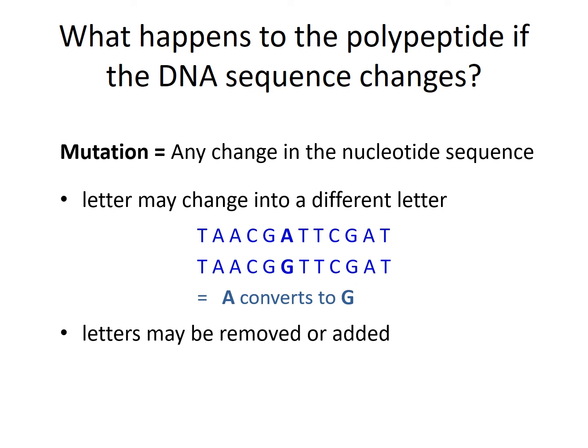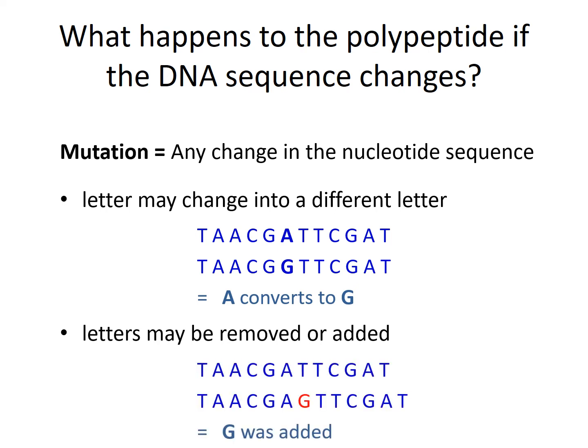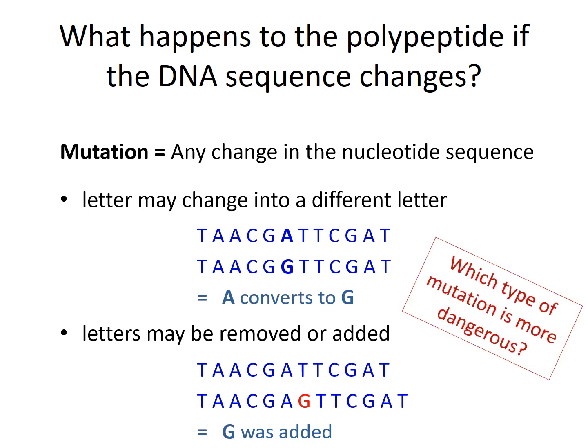Letters may be removed or added to the DNA sequence, potentially during a typo during replication. So here a G was added. Now, remembering what you know about reading frames and how there's a triplet code that originates with the DNA because it got transcribed into the mRNA, those codons now are shifted if a letter was removed or added in a mutation. So which of these two mutations is more dangerous, do you think, to the body or to the cell?